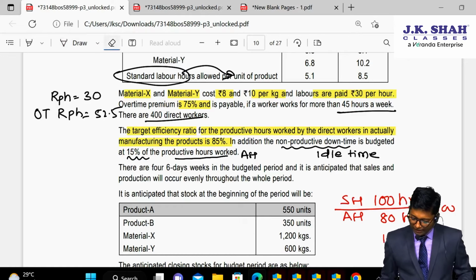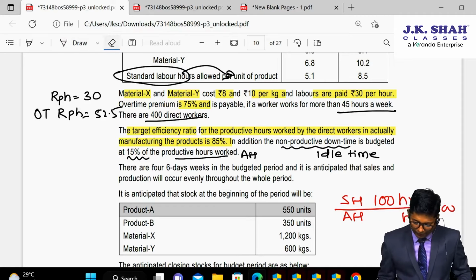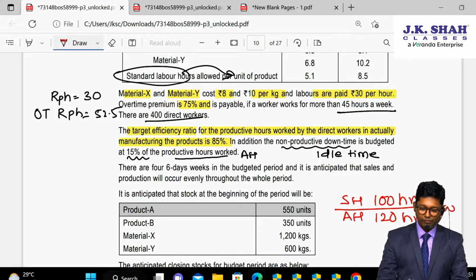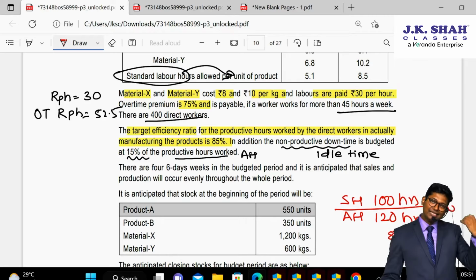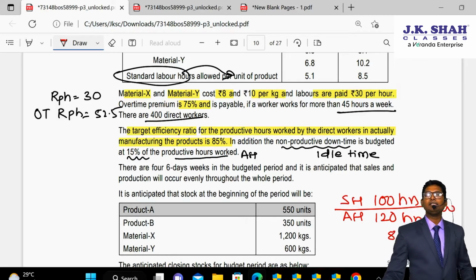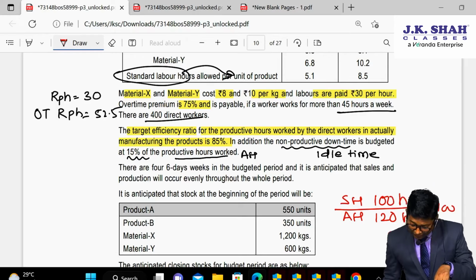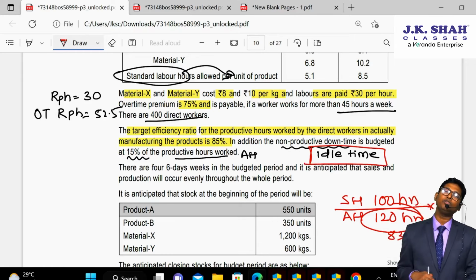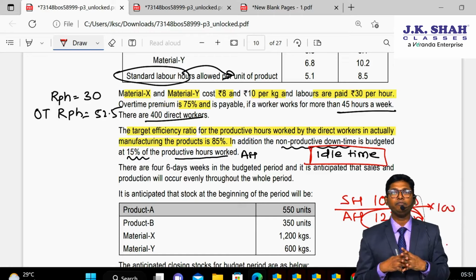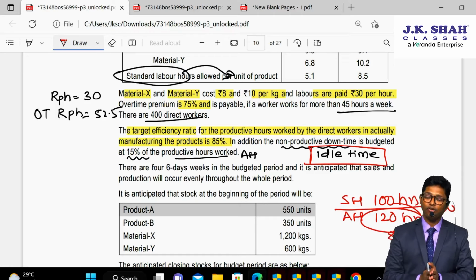But if I take more actual hours, suppose I complete this task in 120 hours, then 100 divided by 120, my efficiency is 83.33%. Whenever efficiency is less than 100, your actual time will be more than the standard given to you, and in addition to this time, the company is going to pay for idle time also, because idle time is unproductive time which is wasted because of uncertain events, which is always payable in nature.